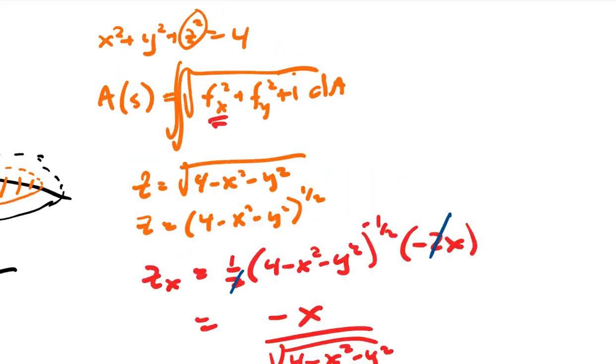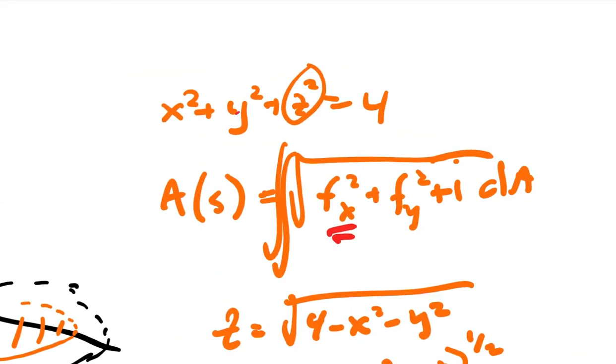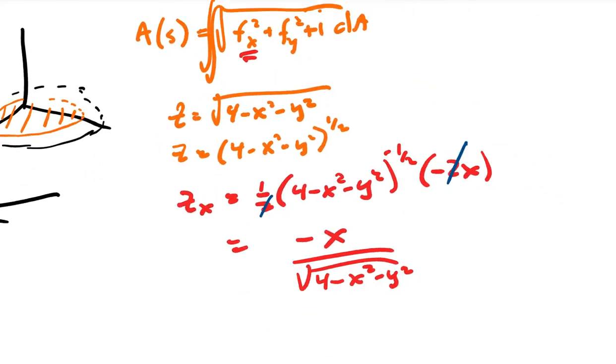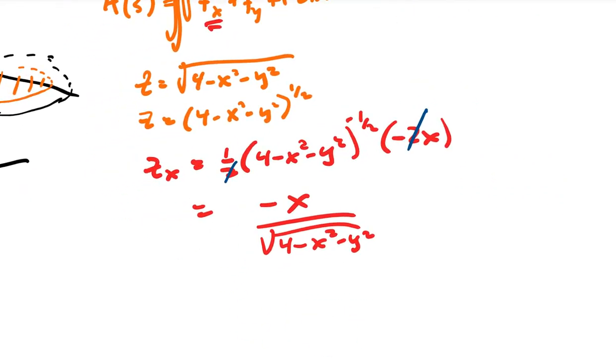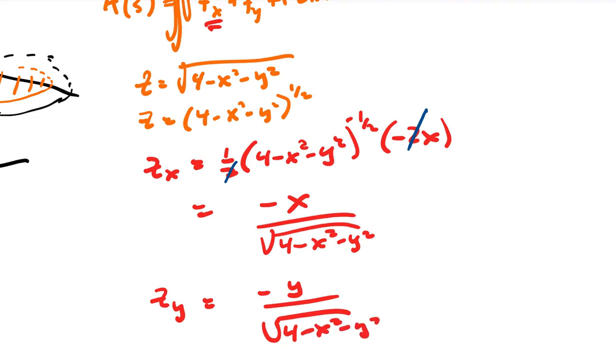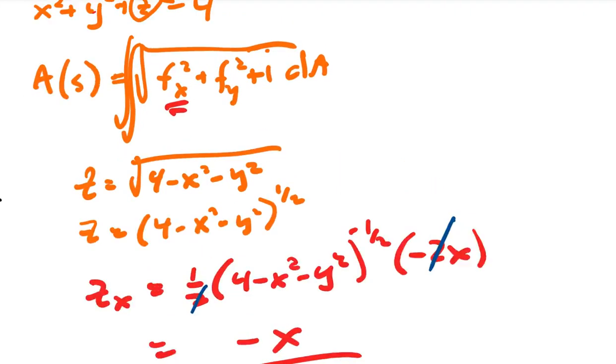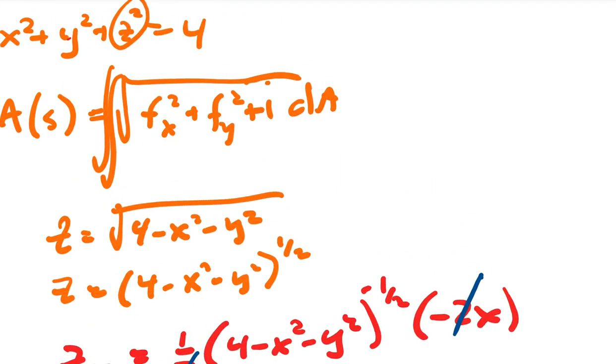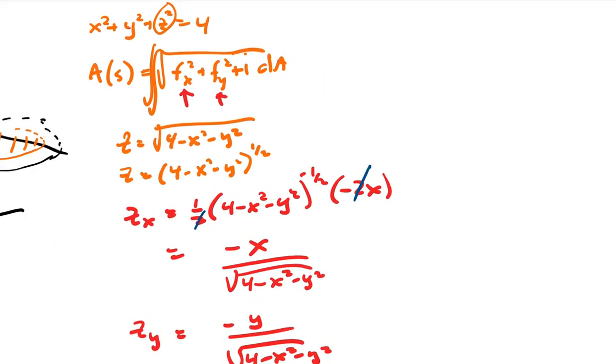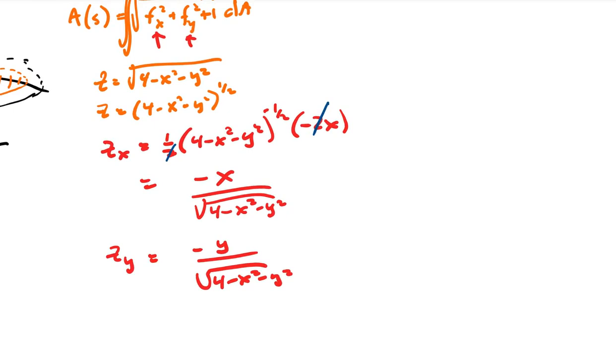Now, x and y are interchangeable up here. So z sub y will be the same thing, but switch things out. So then z sub y will be negative y over the square root of 4 minus x squared minus y squared. Now, in the formula, you square these two. You square them, and then you add them, and then you add 1. So let's do that. z sub x squared plus z sub y squared plus 1, that will be equal.